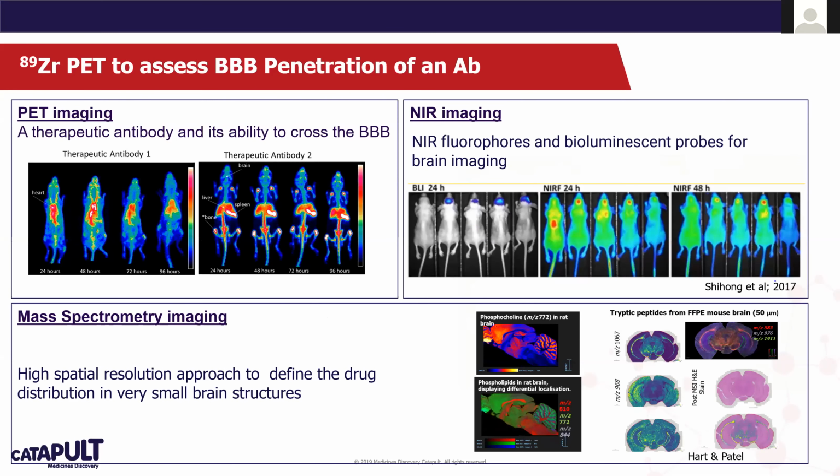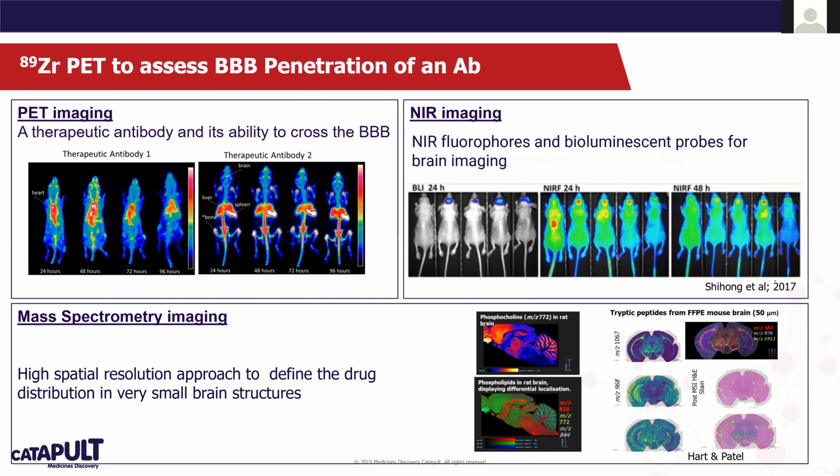So we've spoken through examples of how we can use near-infrared and PET to assess whole body distribution. But in the blood-brain barrier space, we can also look at PET and near-infrared here. On the left-hand side image, we have an image of using PET to assess antibody distribution and penetration in the brain.